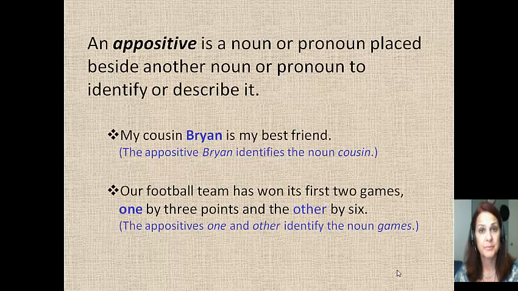Second example. Our football team has won its first 2 games, one by 3 points and the other by 6. Okay, so now in this sentence you have 2 appositives. You have the word one and the word other. And both refer back to games, or they're nouns that describe games. So you have 2 appositives in this sentence.